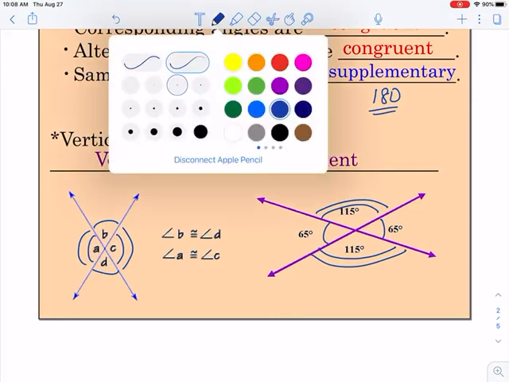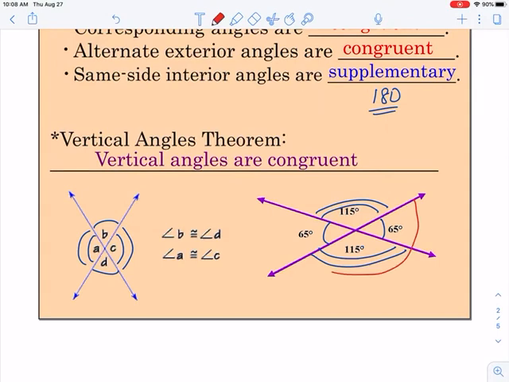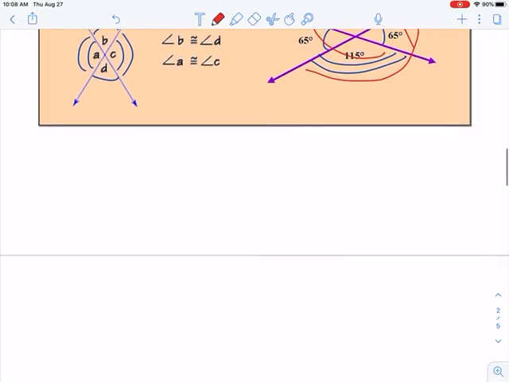Also note that if you took any two adjacent angles here, added them together, they're going to add up to 180 because they form a straight line. So all that's going to come into play in our work today.